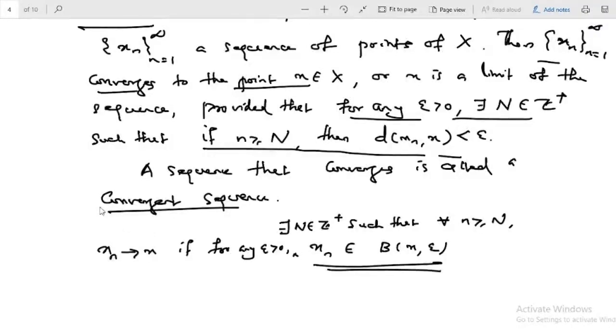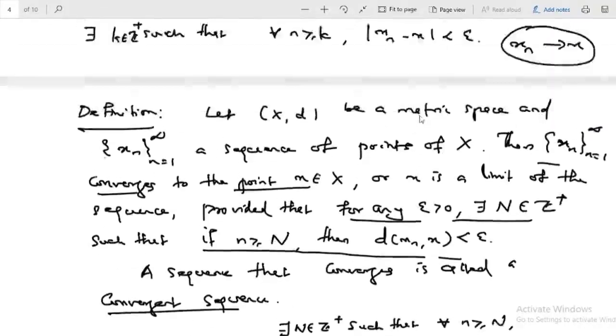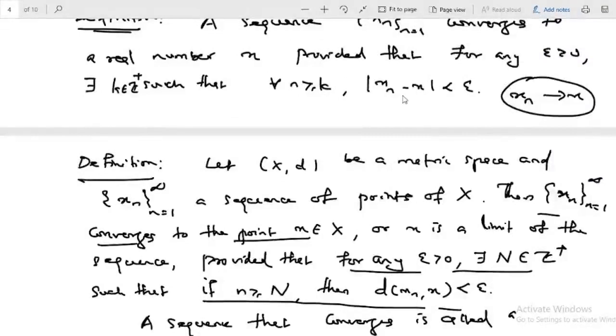After some place, the terms must lie in the open ball centered at x. This is the same here on the real line. When we say after some place modulus xn minus x less than epsilon, it means minus epsilon less than xn minus x less than epsilon, and adding x, x minus epsilon less than xn less than x plus epsilon. Therefore for every n greater than or equal to N, xn belongs to the open interval (x minus epsilon, x plus epsilon). This is the open ball of radius epsilon on the real line.